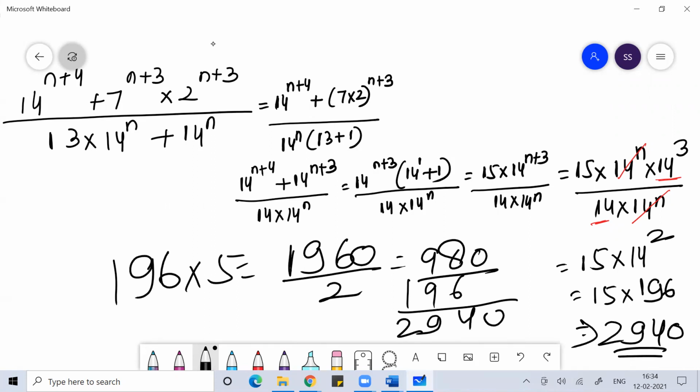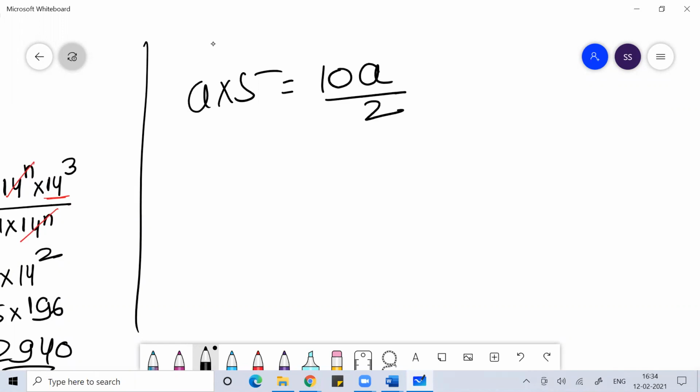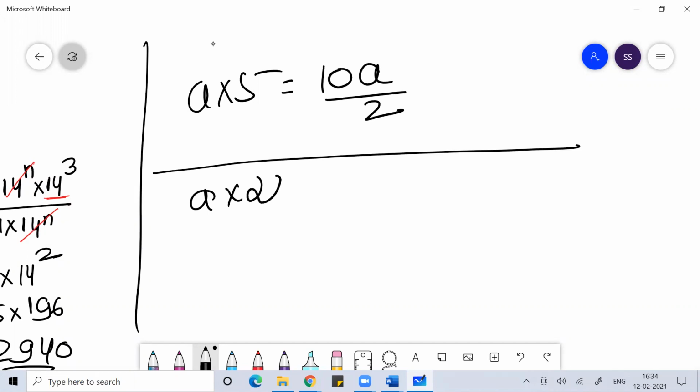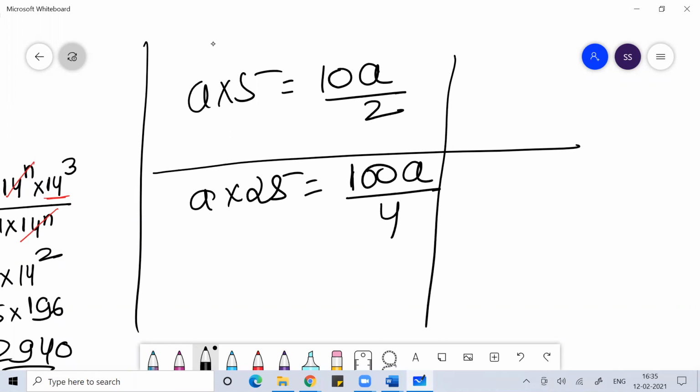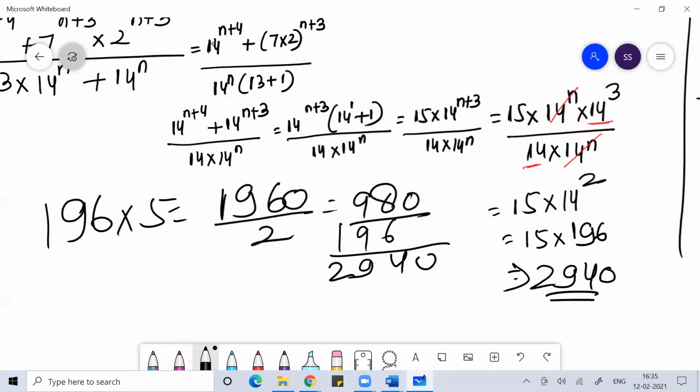So we always remember: any number you have to multiply by 5, multiply with 10 and divide by 2. Any number you have to multiply with 25, multiply by 100 and divide by 4. Any number you want to multiply by 125, multiply by 1000, divide by 8. Any number you want to multiply by 625, multiply by 10,000, divide by 16. Here you wanted this value, so the answer is 2940.